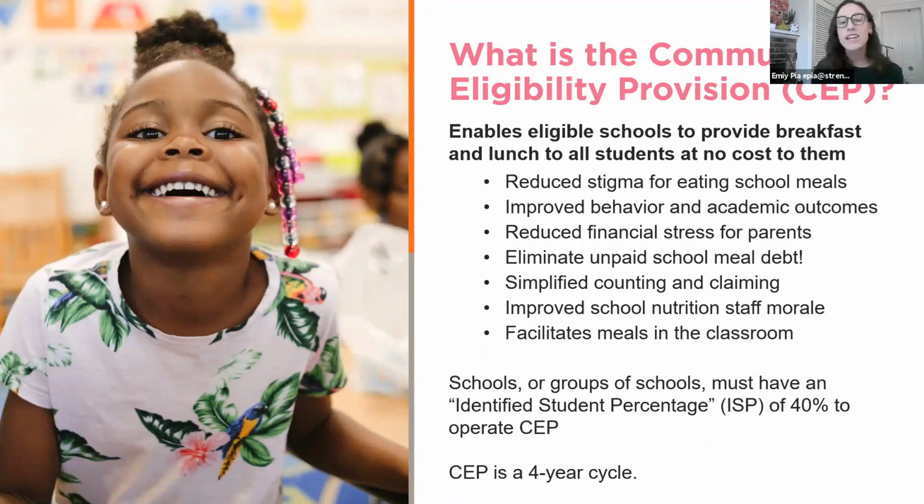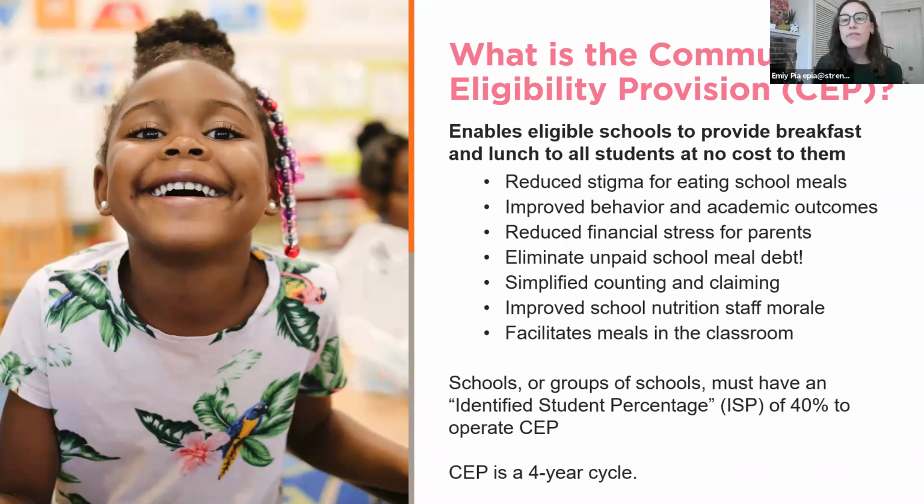And schools or groups of schools must have an identified student percentage, or ISP, of 40% or more to operate CEP. And the big thing to know off this slide this year is that CEP, when you apply, is a 4-year cycle. So if you apply this year, even if you're operating SSO, the seamless summer option, which enables free meals for all this year, that means that you can preserve the ability to serve free school meals through school year 24-25. So it's not just going to be this school year.